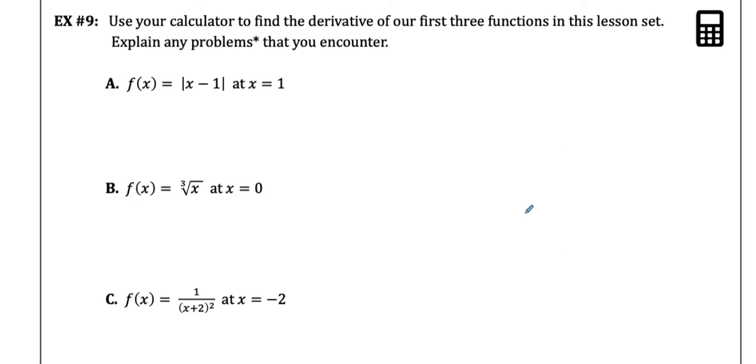So for A, you already know that you shouldn't have an answer, because that's the absolute value and that's the tip of the V, and there shouldn't be a slope. I don't know if your calculator is just going to tell you error or something else. This is the problem with using your calculator sometimes: it may not give you an accurate answer. These are the examples we did at the beginning of the section.